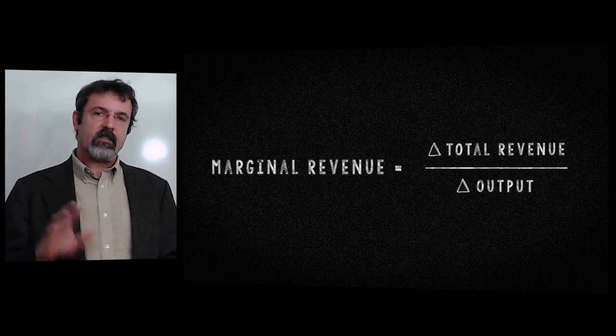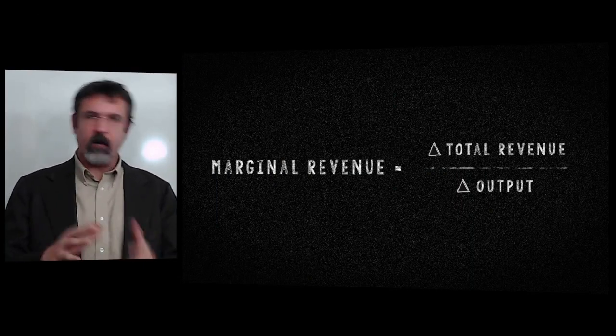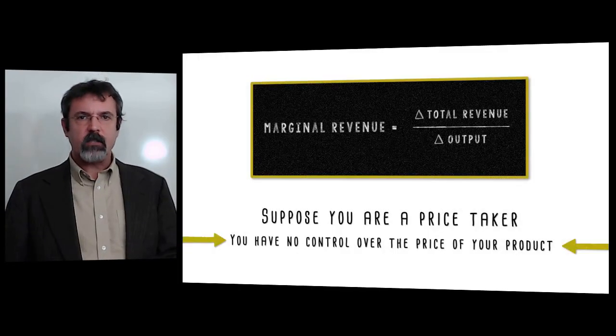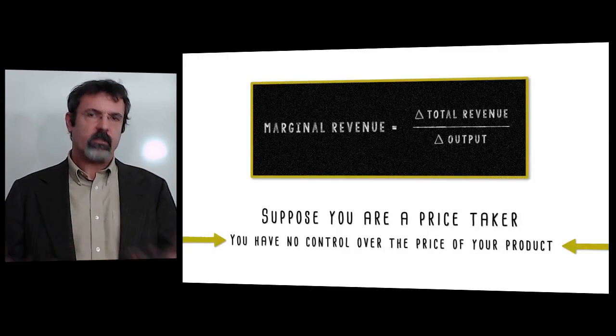Recall that marginal revenue is the change in total revenue divided by the change in output. Let's see how this calculation varies for firms that are price setters versus price takers. In the case of a price taker, the price of the product is constant.